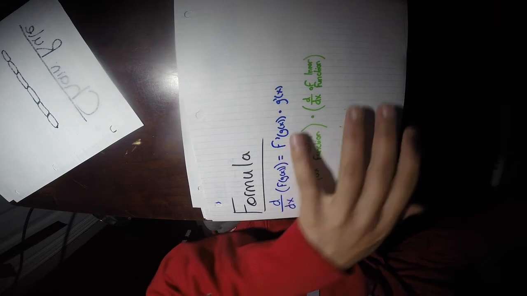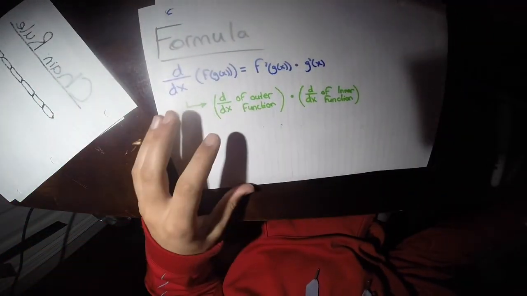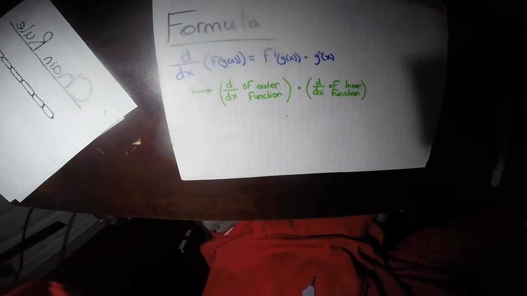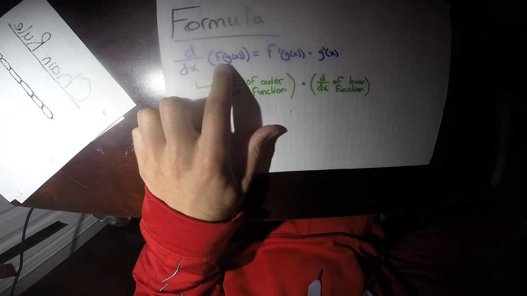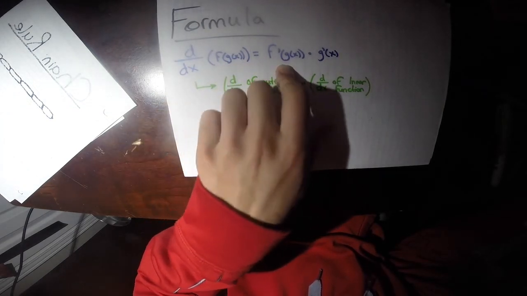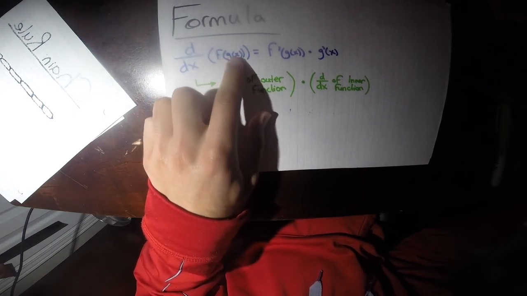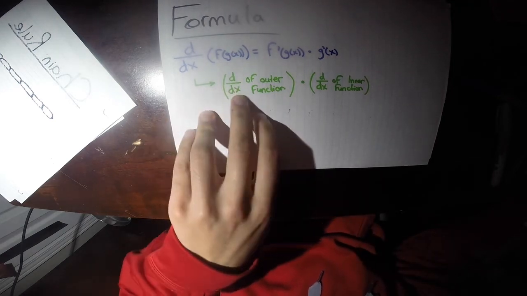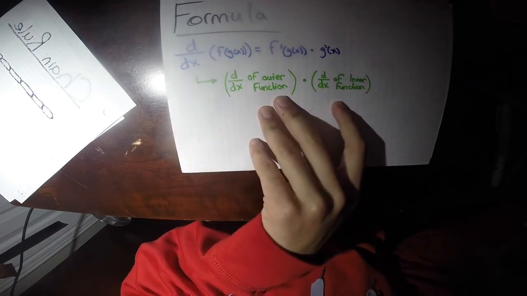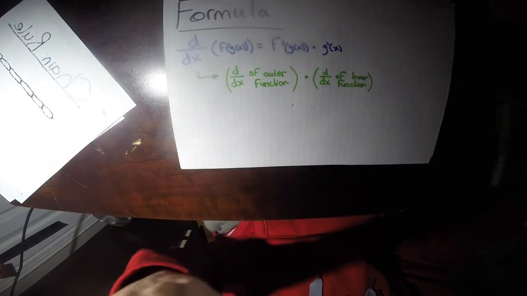Anyways, moving on. Now we go to the formula of this function. The formula of this function is the derivative of the outer function times the derivative of the inner function. As you can see, f of g of x. So what it means is that the derivative of the outer function times the derivative of the inner function. Now, let's move on to an example so it makes more sense and you're not as confused.